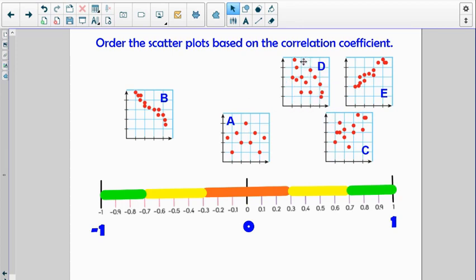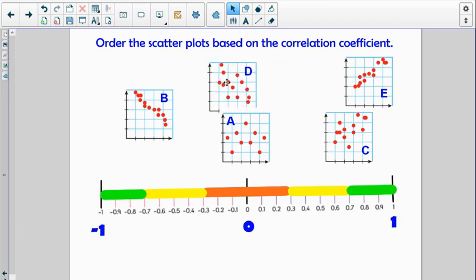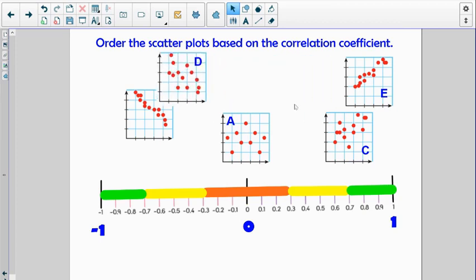Scatter plot D. Let's see, what do you think? Is that a positive or a negative correlation? We can see here that it's falling. It starts up high, and as you move to the right, it falls down. So that's a negative trend. And then scatter plot E, it rises. So that's a positive trend.